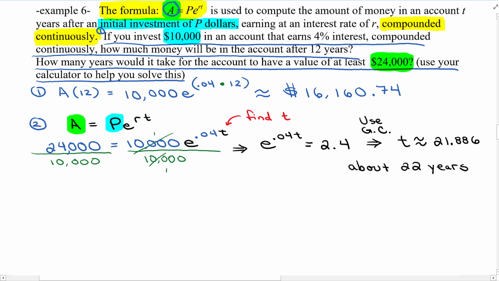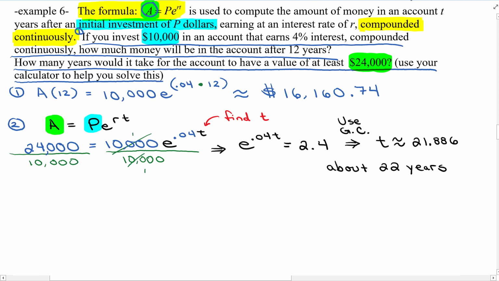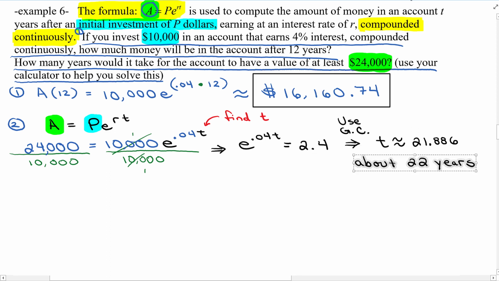Okay, so now that we finished answering the two parts or the two questions that were given to us in this problem, let's go ahead and box in our answers. Let's begin by boxing in the answer to our first part of the problem. How much money will be in the account after 12 years? So that was the $16,160.74. And then let's box in the second part, where I rounded it up to about 22 years, but I'm also going to box in the exact answer here, where it said t was approximately 21.886 years.